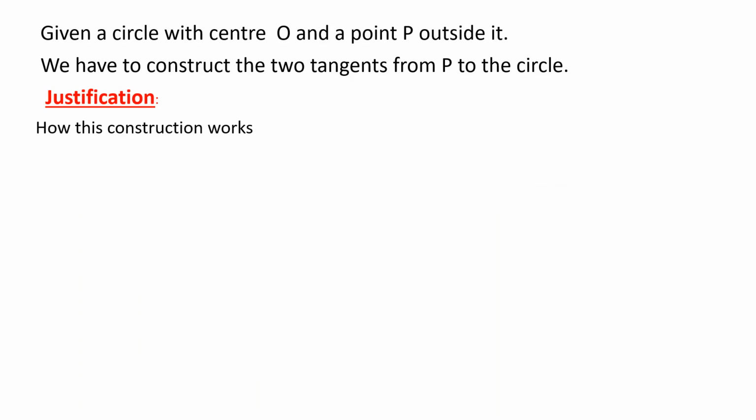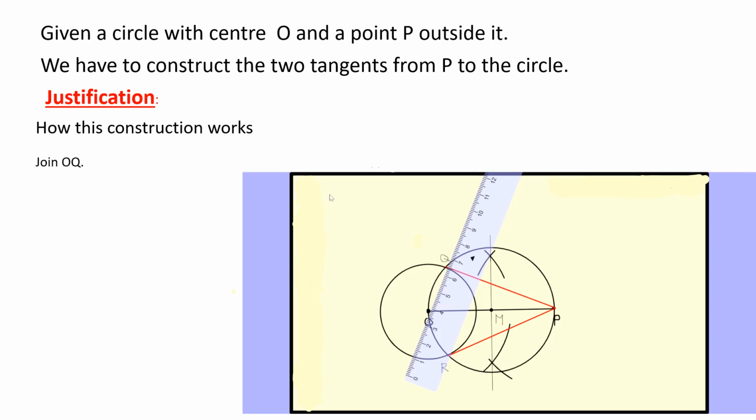Now we will see how we are saying that the two lines which we got now, PQ and PR, act as the tangents to the circle. For that we are giving the justification. Again, take the figure, there we will join OQ with a dotted line, because this is only for justification purpose, it is not in your construction part. Okay, so we are just joining OQ with dotted line.